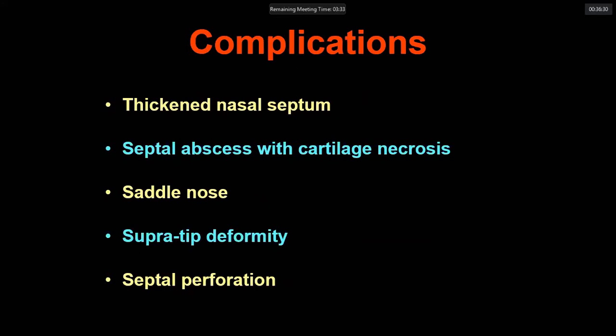Now complications. Because of fibrosis, there can be a thickened nasal septum. And if you are not able to diagnose it in time, the hematoma becomes a nidus for infection, and then it will become a septal abscess. Once there is septal abscess, after some time there will be necrosis of the cartilage, and then drooping of the nasal tip and also the saddle nose deformity, the saddle nose supratip deformity, and septal perforation. All of these happen after the formation of abscess.